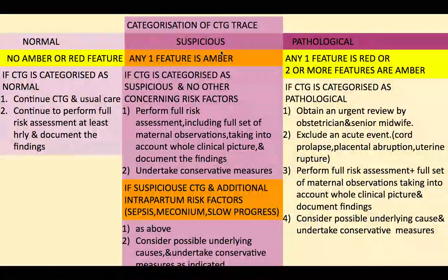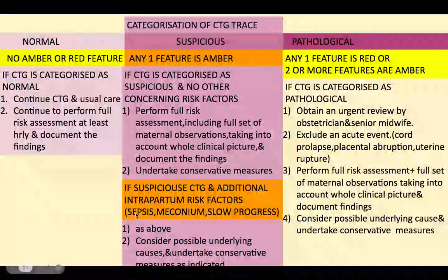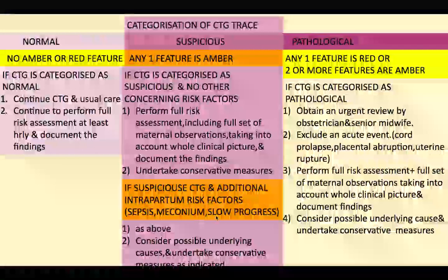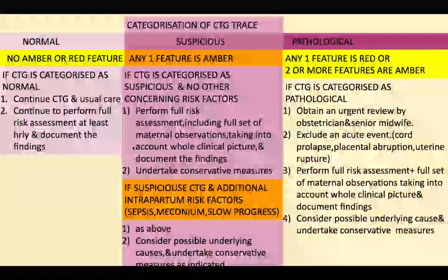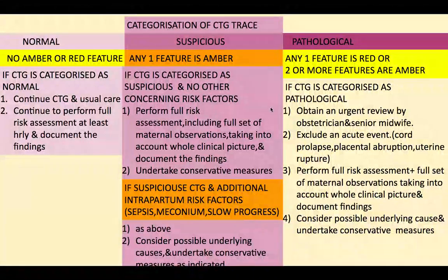So whenever there is suspicious CTG, whenever any feature is amber, you have to look in the scenarios. Is there sepsis mentioned? Is there any evidence of meconium? They have shown that the patient is not progressing well. You have to search these 3 points in the suspicious CTG. Then you will make the management plan. This is the CTG slide, which is 100% coming in the MRCOG Part-2 exam. Just mark my words. This slide is coming in your exam.